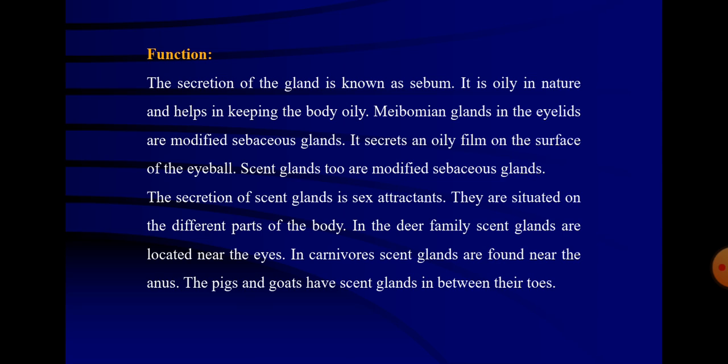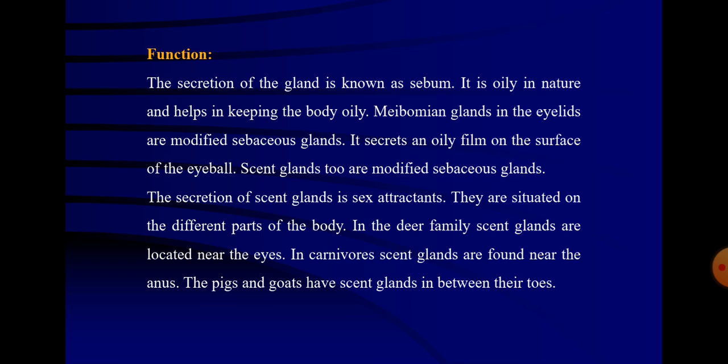Scent glands too are modified sebaceous glands. The secretion of scent glands is sex attractants. We know they are also known as pheromones. Pheromones attract sexes, male to female and female to male. And this you can easily understand when we take the example of tiger and tigress or deer. We see that pheromones attract the male and female to one another.